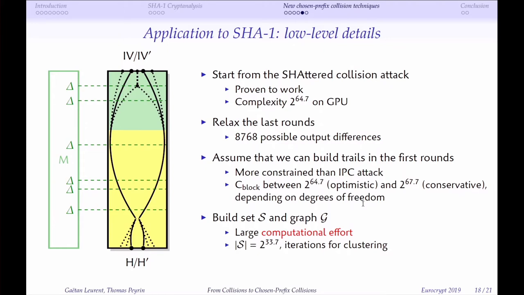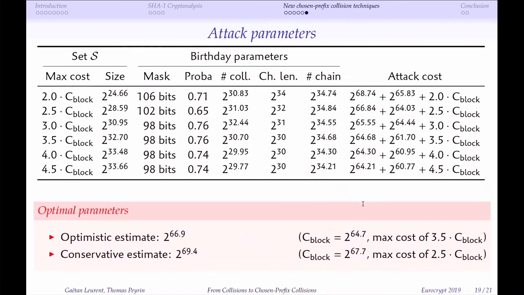So now you just have to build the set and the graph. It's actually a significant effort because the set has about 2 to the 34 nodes, so that's a big set, and then there are many edges and you have to do the clustering, so it takes a bit of time. But in the end, you can perform this computation, and then you have some trade-off that you can do.